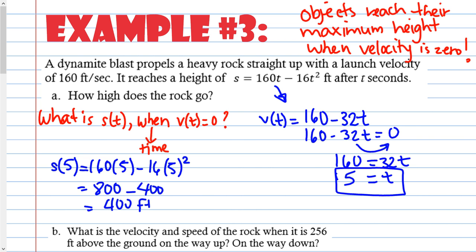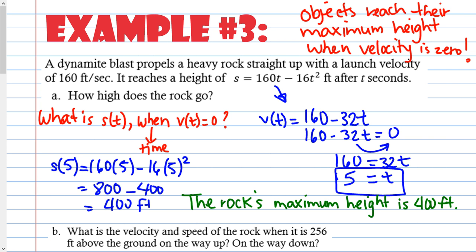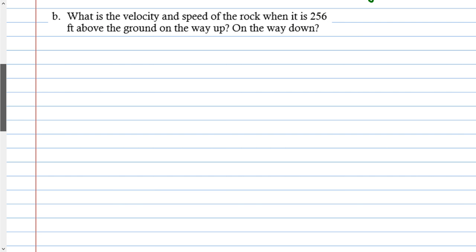So let me write out the answer in a sentence. And there you go. The rock's maximum height is 400 feet. I have to be able to explain what it is I just found. 400. That means nothing. But now in the context of this question, by me writing the rock's maximum height is 400 feet, then that means something.